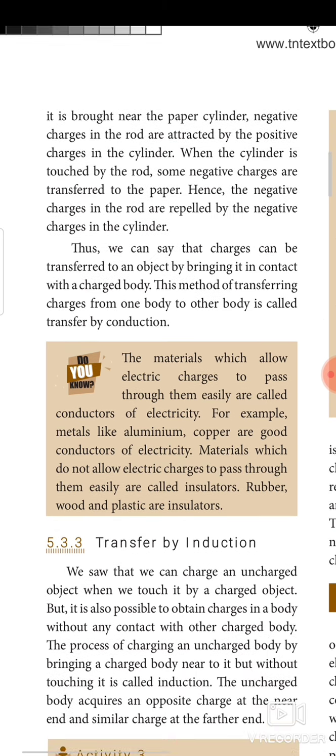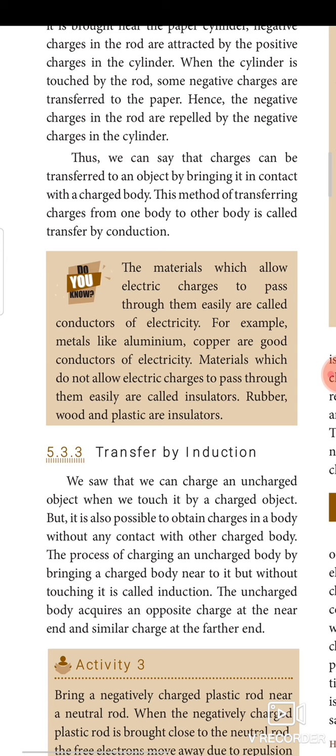Next, the second type, transfer by induction. We saw that we can charge an uncharged object when we touch it with a charged object. But it is also possible to obtain charges in a body without any contact with another charged body. The process of charging an uncharged body by bringing a charged body near to it but without touching it is called induction. The uncharged body acquires an opposite charge at the near end and the similar charge at the further end.